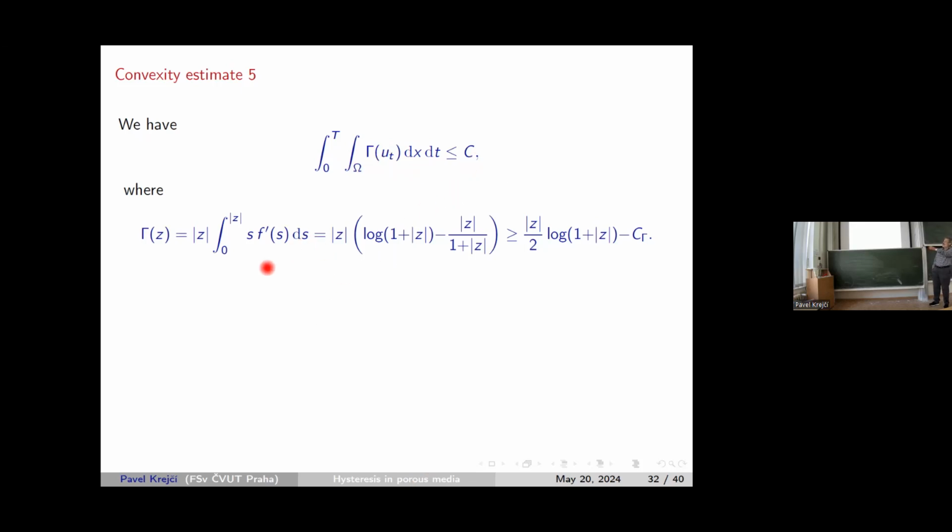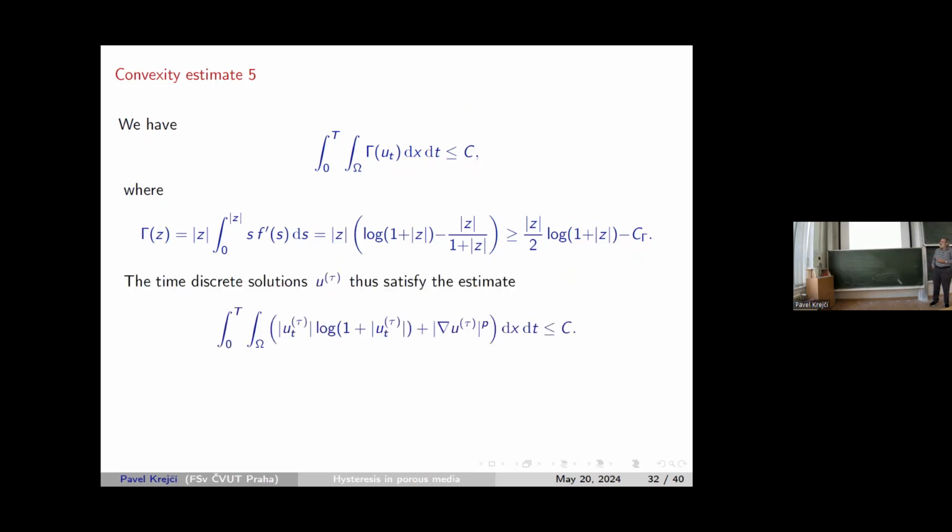But in our case, since we have chosen f prime of z to be 1 over 1 plus z squared, then we compute gamma of z, which is something of the order of z times logarithm of 1 plus z. This is the best that we can do. And so eventually, what we are able to get from the convexity considerations is an estimate for ut in the Orlicz space generated by the function u times logarithm of 1 plus u, and the Lp norm for the gradient of u.